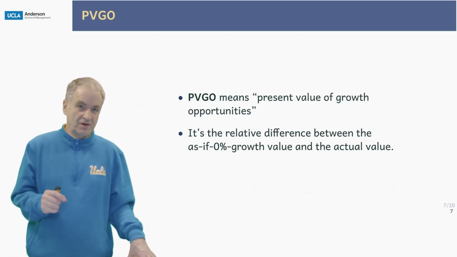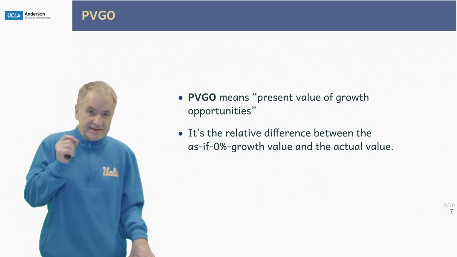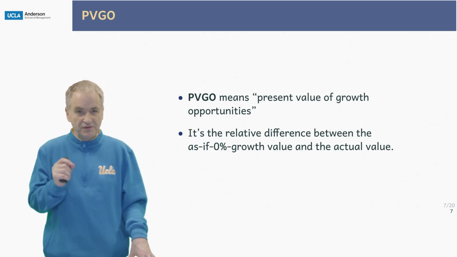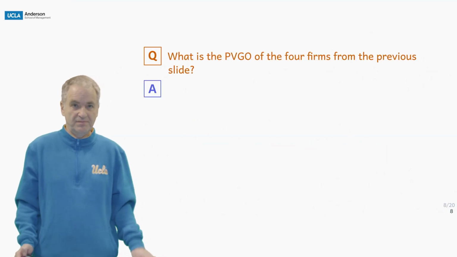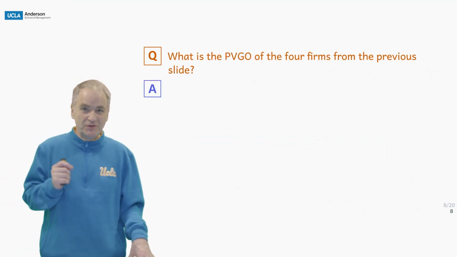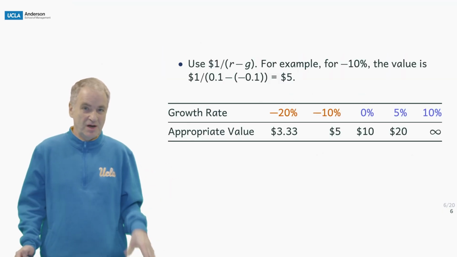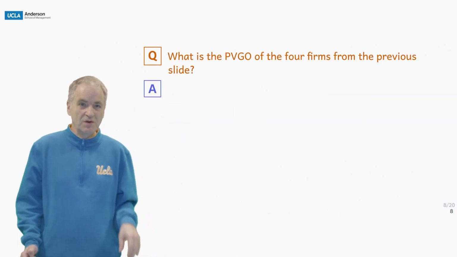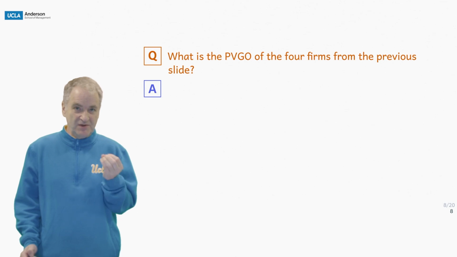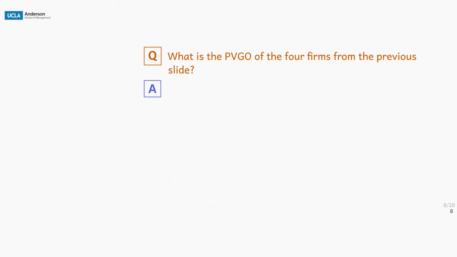Now we're going to cover another concept called the PVGO, the present value of growth opportunities. It's the relative difference between the value of the firm and the value of the firm if it had 0% growth. What is the PVGO of the 4 firms from the previous slide that we just had, which is this one, where minus 20%, minus 10%, 0, 5, 10, different growth rates. So create a table for me that tells me the PVGO of all these 5 firms, not 4 firms. Please pause this video now, answer the question on a piece of paper, and then continue.